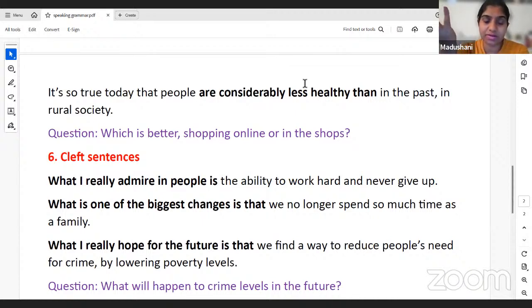So I have a separate lesson for these cleft sentences. So it's really nice if we all can use it.